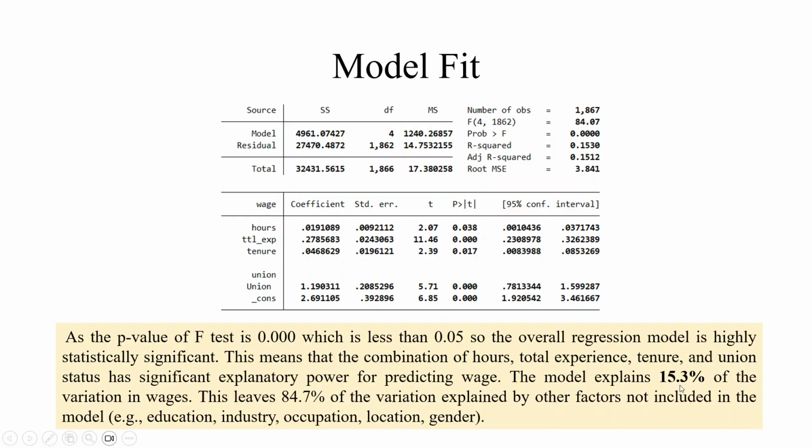The model explains 15.3% of the variation in the wages. This leaves 84.7% of the variance explained by other factors not included in the model. No need to worry. See this, why is this less? Because possibly education, industry, occupation, location, and gender may be affecting it. Okay, let's proceed.